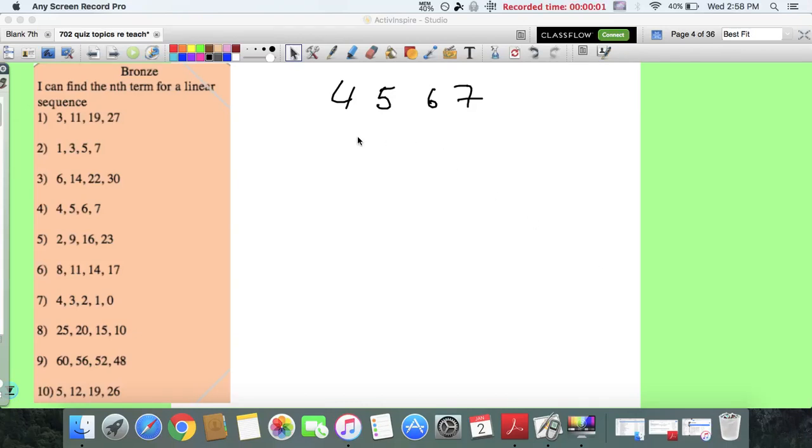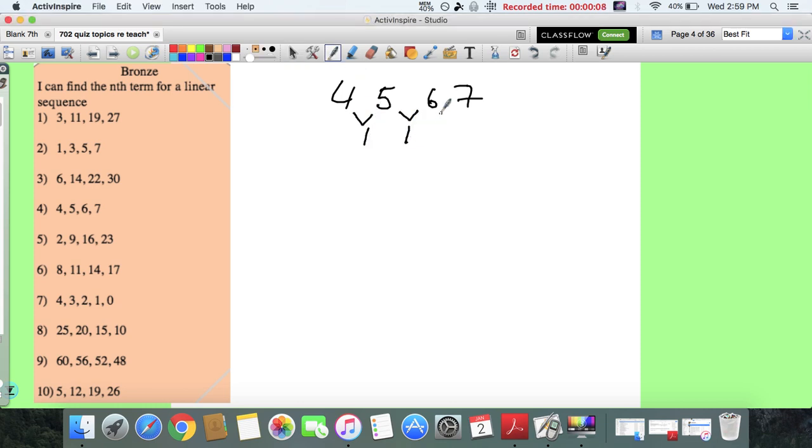Let's start this. 4, 5, 6, 7. You're doing number 4 and 5 from each section. So let's find the first difference. 1, 1, 1. On the side, I'm going to write this as a table.